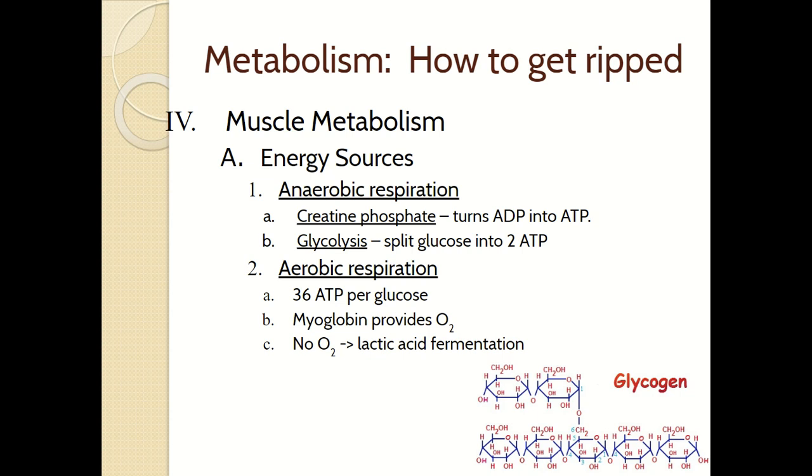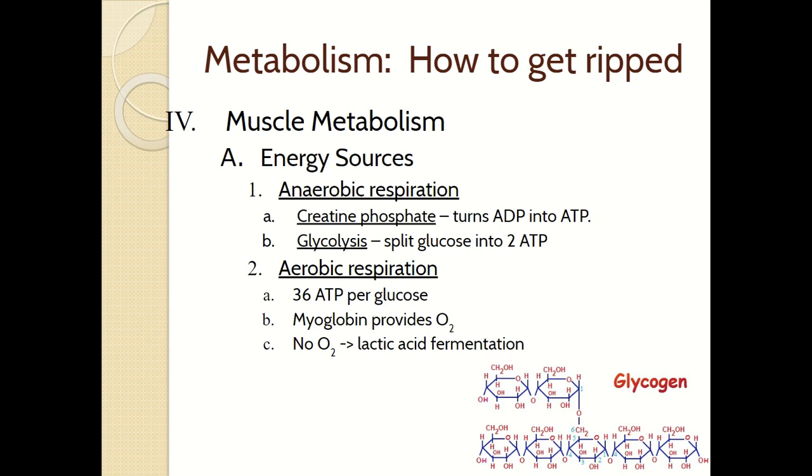You don't lift weights for like 10 minutes straight. You have to take breaks in between because the muscles are tired out too quickly. And so, anyway, with aerobic respiration, this is where myoglobin comes in. The key is myoglobin is going to provide oxygen to our muscles so that they don't run out.